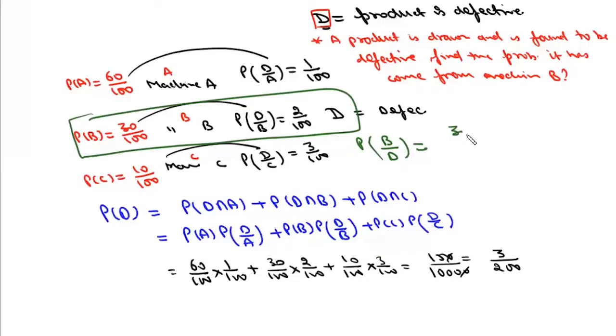So it will be 30 by 100 into 2 by 100 upon the total probability: 60 by 100 into this, plus 30 by 100 into 2 by 100, plus 10 by 100 into 3 by 100. This we have already worked out. So it will be 150 by 10,000, which will cancel. Now this probability is 2 by 5. So the probability that this defective product has come from machine B is 2 by 5.